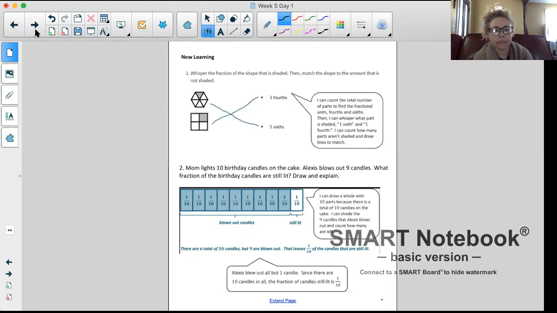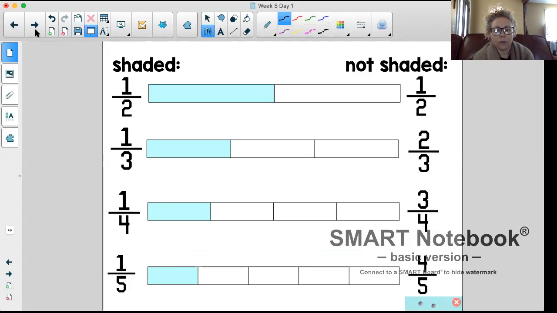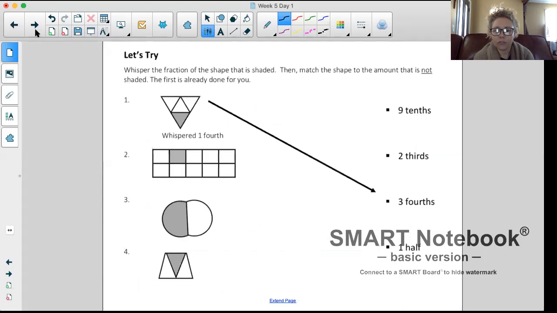Okay. Moving on, let's try it together. Whisper the fraction that is shaded, then match the shape to the amount that is not shaded. The first one is done for you. So that first figure, whisper what is shaded.